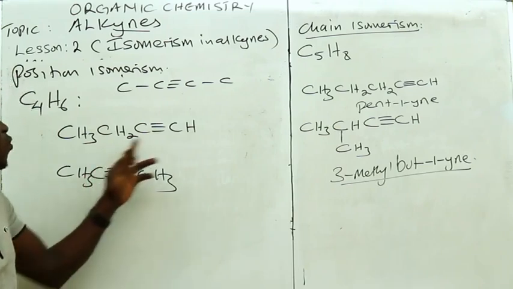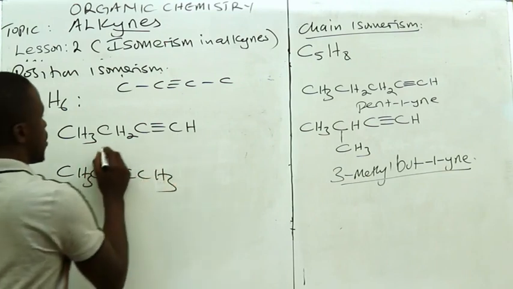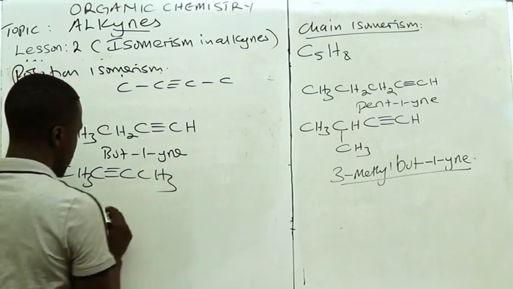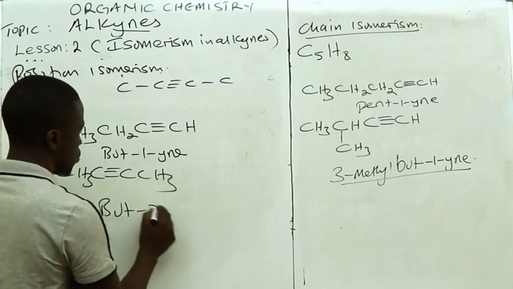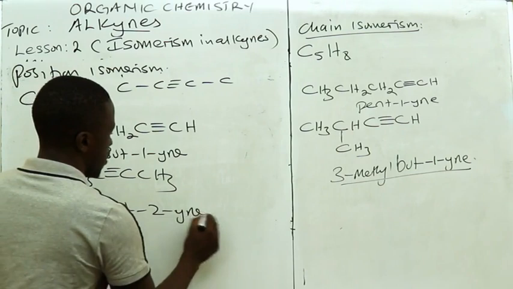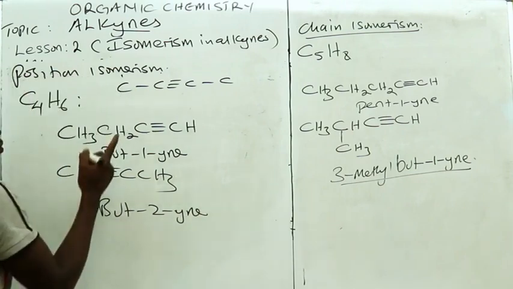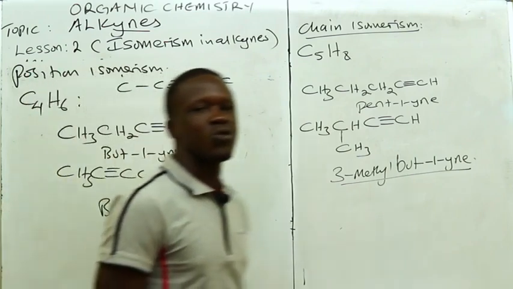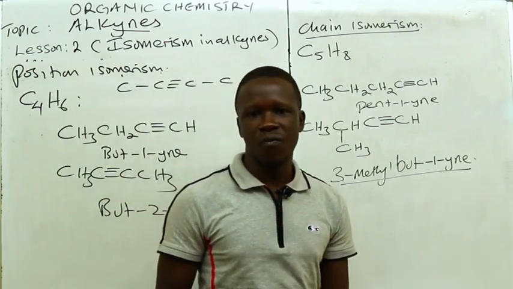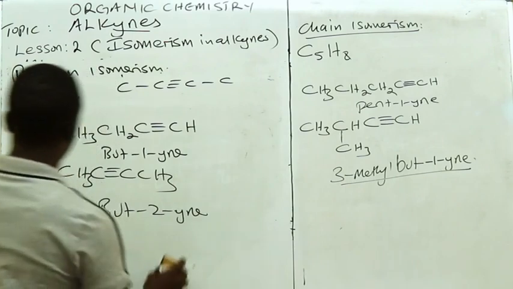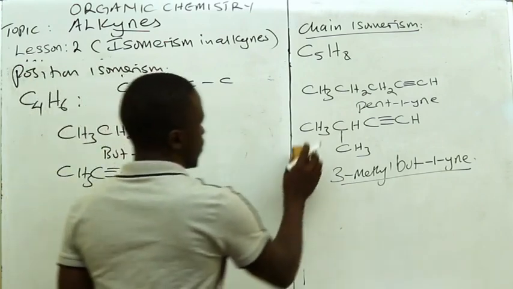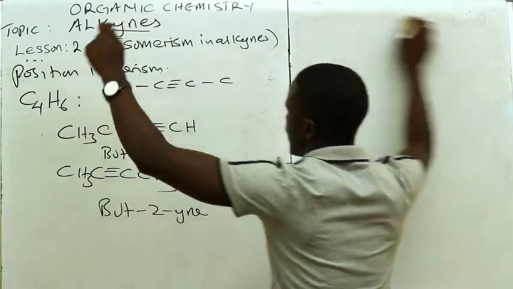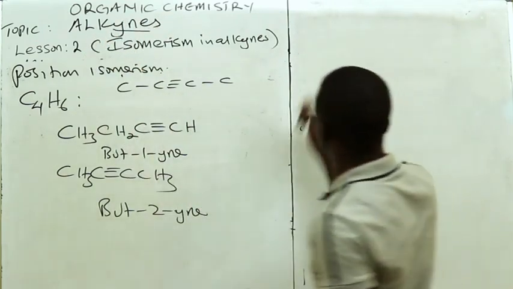So this is but-1-yne. This one here, but-1-yne. But this is but-2-yne. And so, but-1-yne and but-2-yne are position isomers to each other. And then we have the other case now. We have the other case of functional group isomerism.